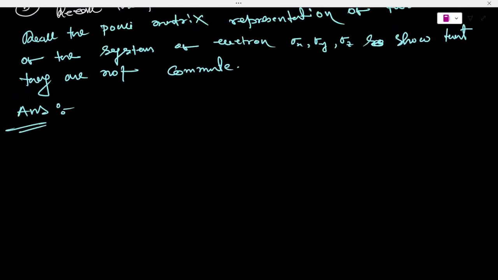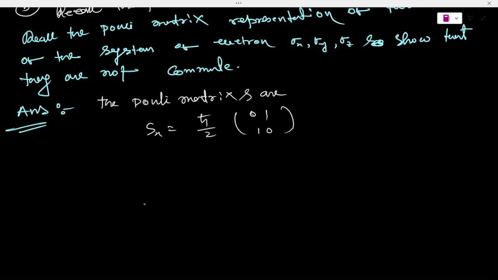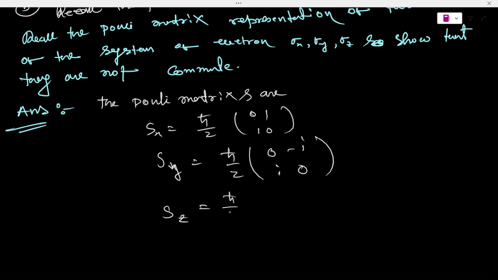So in Pauli matrices, as per the question, the matrices are: Sx is equal to h cut by 2 into [0 1; 1 0], so the off-diagonal entries are 1 and the diagonal is 0. Similarly Sy is h cut by 2 into [0 -i; i 0], and for Sz it will be h cut by 2 into [1 0; 0 -1]. This will be equation 1.